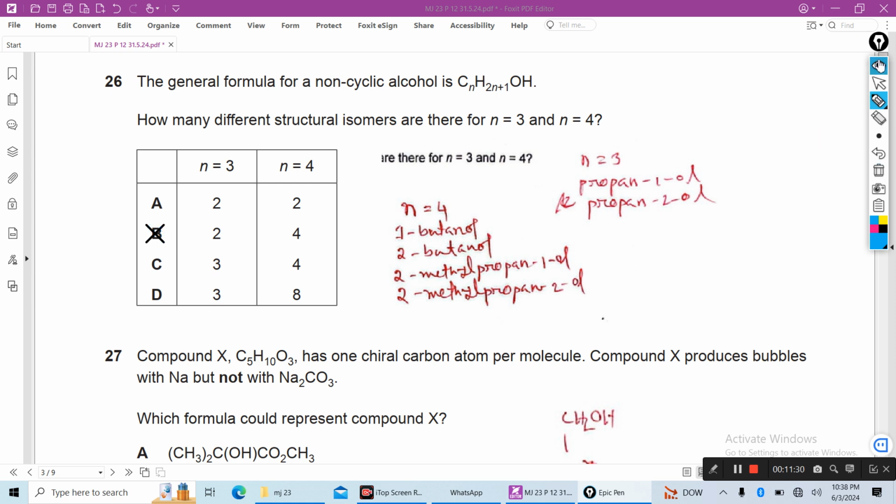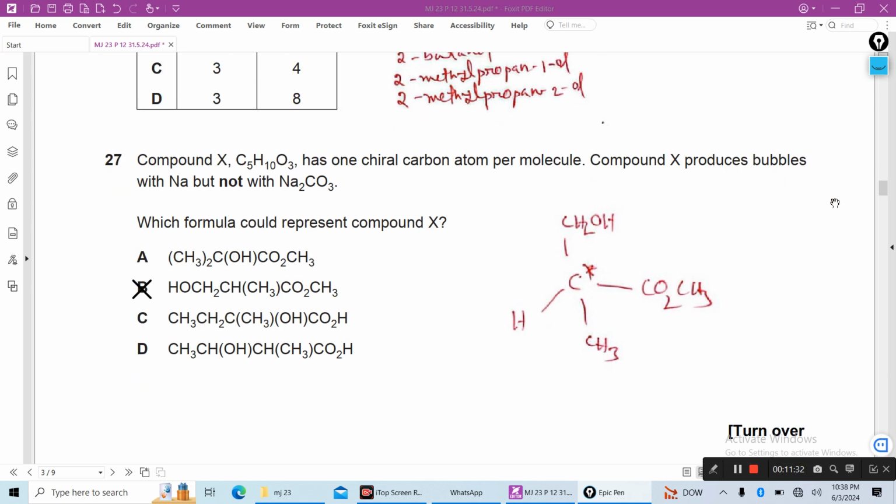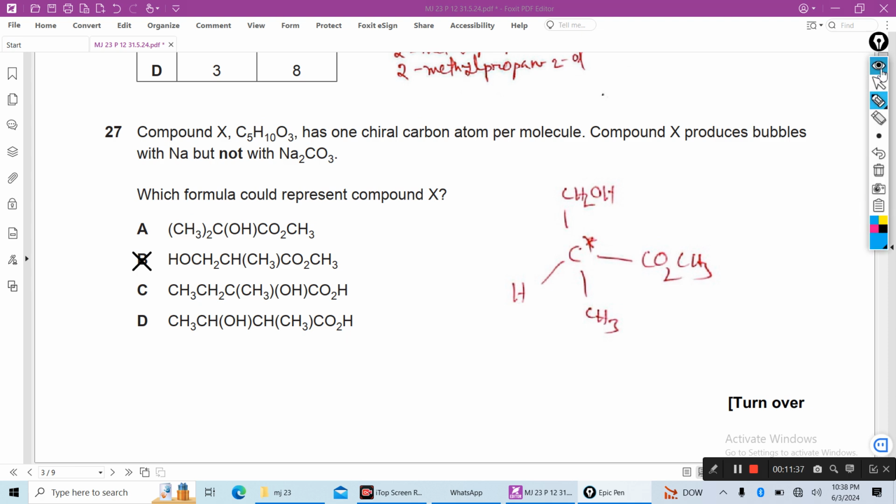Now this is 27. Compound X, C5H10O3, has one chiral carbon atom per molecule. Compound X produces bubbles with sodium but not with sodium carbonate. That means X reacts with sodium, so it will be an alcohol, but not with sodium carbonate. That means X is not an acid.